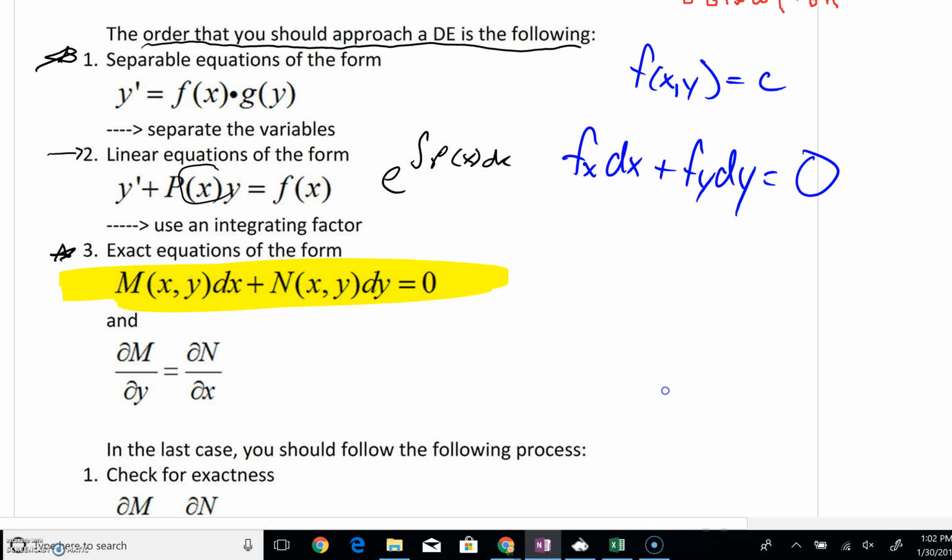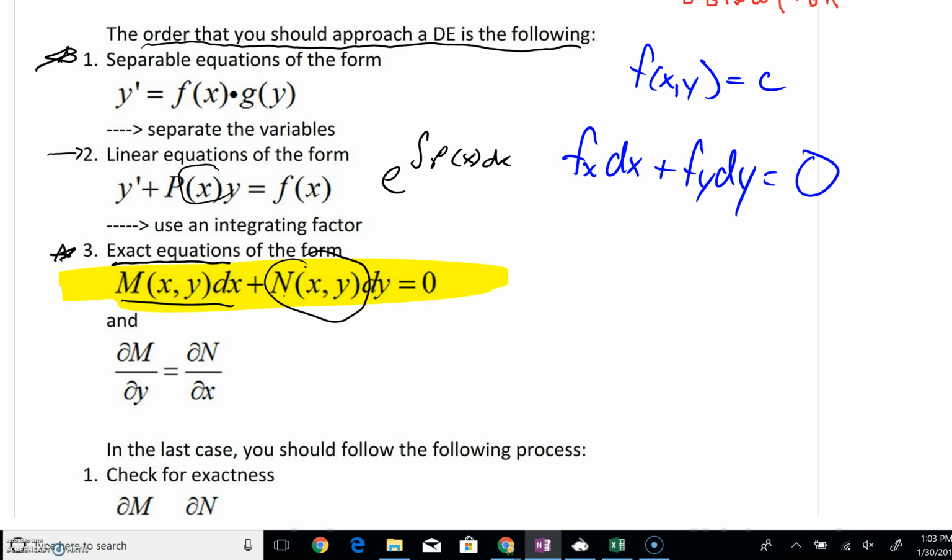What if there's a new type? What if we have M of x comma y dx plus N, a function of x and y, dy, equals 0? What if we have that? This is known as an exact equation. And it's exact when not only do you have this basic format, but the partial derivative of M with respect to y would equal the partial derivative of N with respect to x.